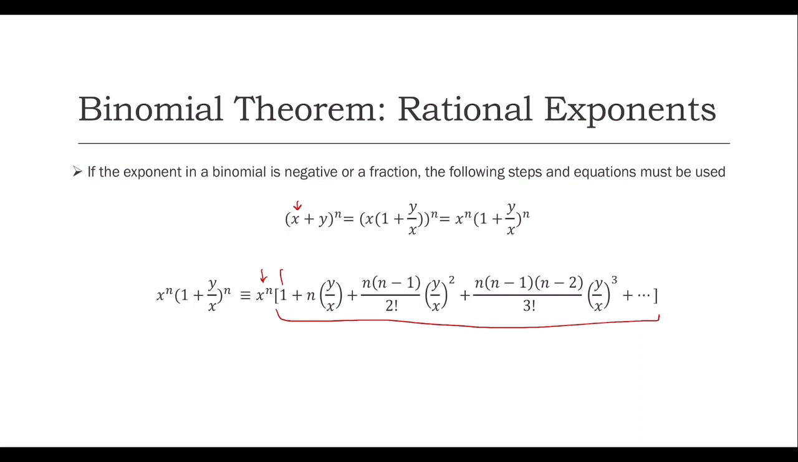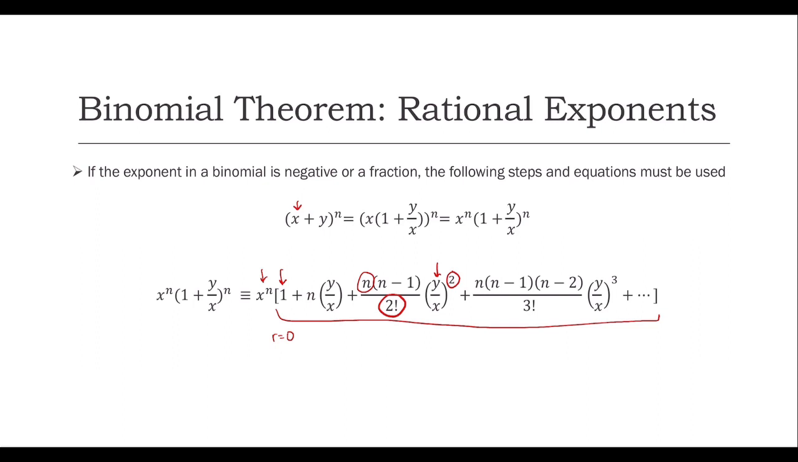So you'll have your first term, your x to the n, times this entire thing here, where you would start with 1, and then you would have n times y over x plus n times (n minus 1) over 2 factorial times (y over x) squared. And the pattern would continue on and on till infinity. You would start with r equals 0, and you would have your r factorial on the bottom. Your y over x is going to be to your r value, and then you would have n times (n minus 1), (n minus 2), all the way until you get to your n minus your r value minus 1.